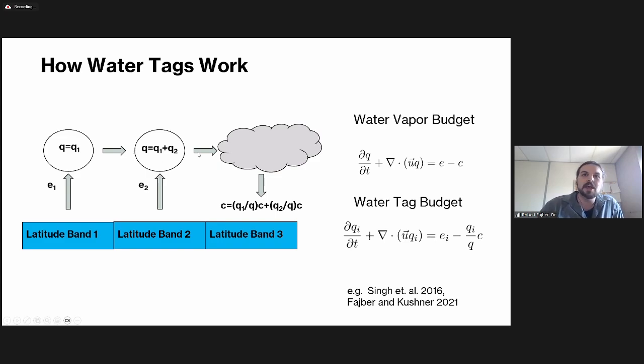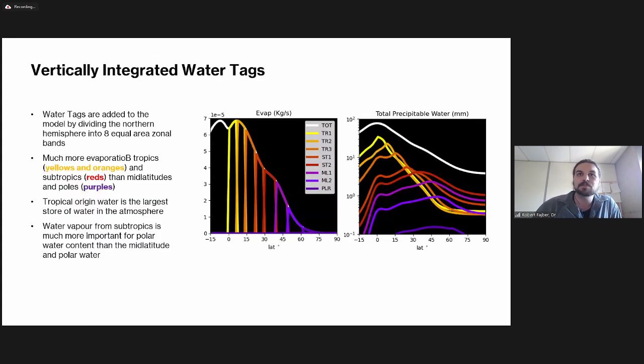And so now our air parcel that has some water vapor in it also has these water tags with it that remember where that water vapor came from. And so then when we have condensation, we assume that the condensation is proportionally removing tags. So if there's more water vapor from Q1, we'll remove more of Q1. And if there's more water vapor from latitude band 2, we'll remove more of Q2. And so this is kind of making a well-mixed assumption that we use. And this is the idea of how the water tags work and how we can use them to track water vapor from all these different sources.